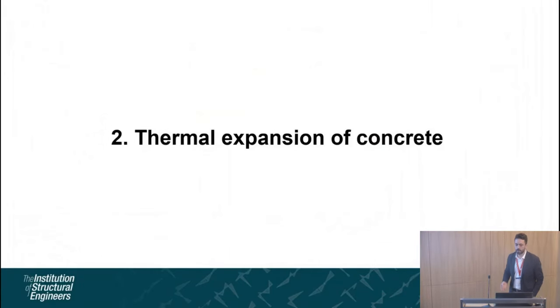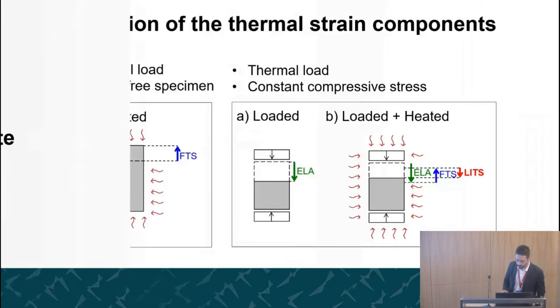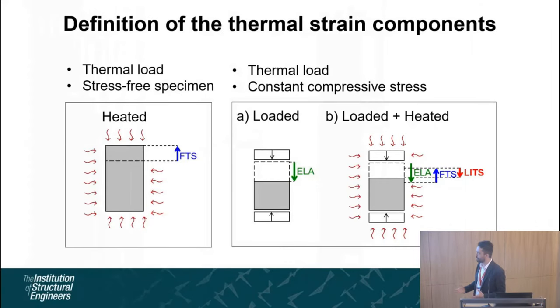So in order to do this, we need to understand the thermal expansion of concrete. If we apply a thermal load to a stress-free specimen, we usually measure a volumetric expansion, which we call free thermal strain. Now, if we apply the same thermal load to a specimen subjected to constant compressive stress, we generally measure a different thermal expansion, and in particular, a smaller thermal expansion. And this is due to the development of an additional strain component in the direction of the load, which is usually referred to as load-induced thermal strain, the component that I've reported in red here. So my PhD research focused on understanding and modeling this particular strain component, LITS, load-induced thermal strain.